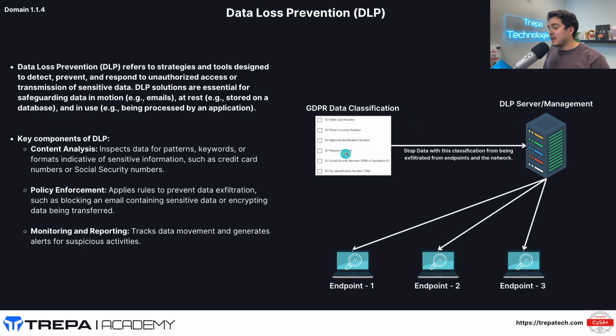So for example, we're worried about the GDPR. We have a lot of EU users. We're doing cybersecurity in the EU. Maybe part of that DLP system is activating the GDPR data classification that says, hey, we're not just servicing Americans and what their PII or sensitive banking information looks like. We have EU customers that we also have to look out for. This helps with policy enforcement, which applies rules to prevent data exfiltration, such as blocking an email containing sensitive data or encrypting data being transferred. We have monitoring and reporting, so we can also have a DLP system that reports, hey, this data is being exfiltrated.